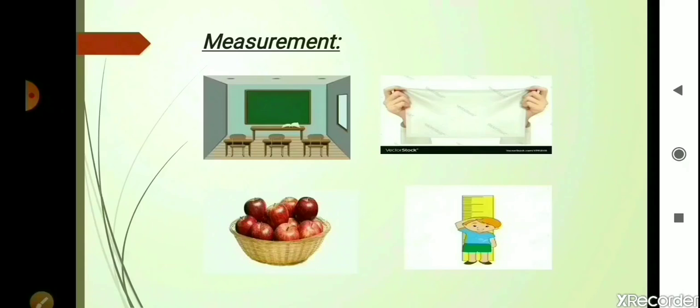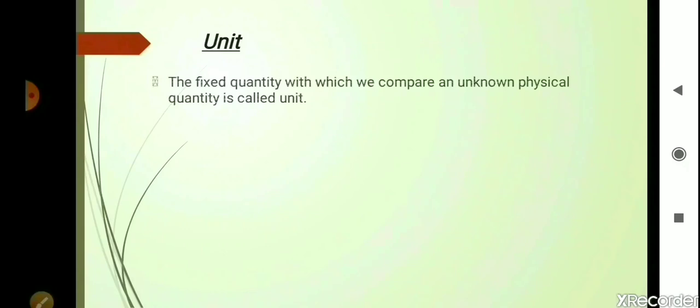In the picture of the classroom given here, if we measure the length and suppose it comes out to be 6 feet or 8 feet, then the foot is our reference or unit against which we are doing our measurements. So what is a unit? A unit is nothing but a fixed quantity with which we compare an unknown physical quantity.